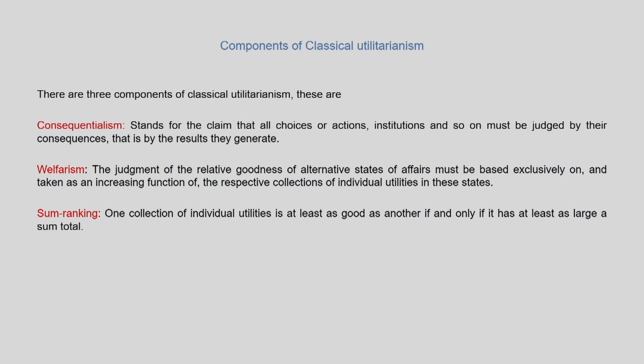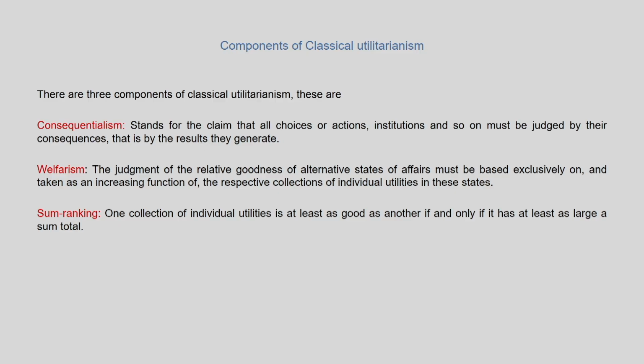The second component of utilitarianism is welfarism, and this component refers to the judgment of the relative goodness of alternative states of affairs, which must be based exclusively on, and taken as an increasing function of, the respective collections of individual utilities in these states. Now, the component of welfarism does not pay any direct attention to things such as fulfillment or violation of rights and duties and so on.